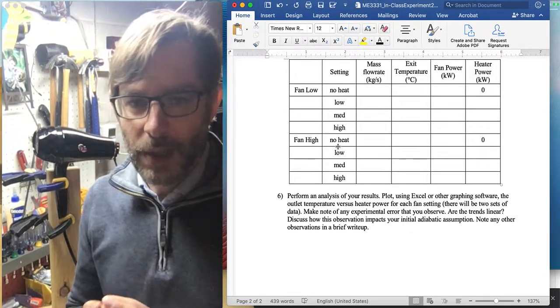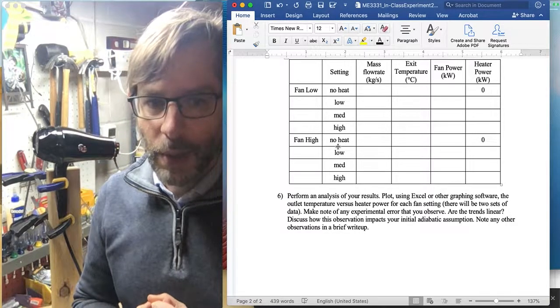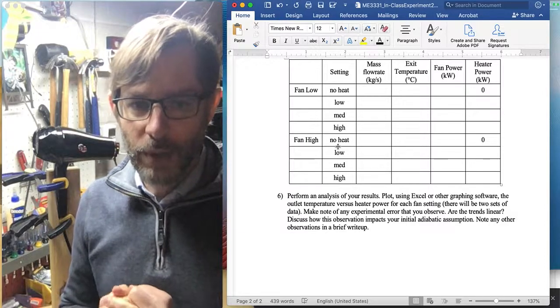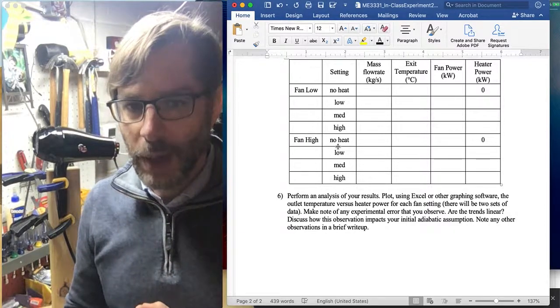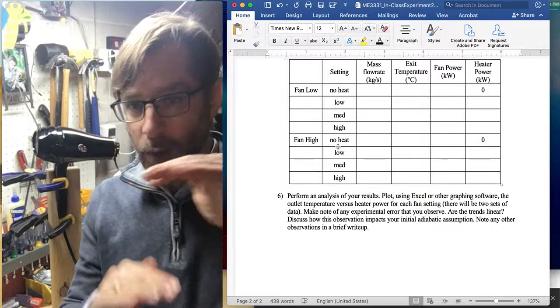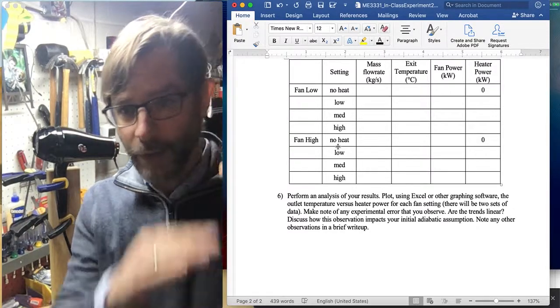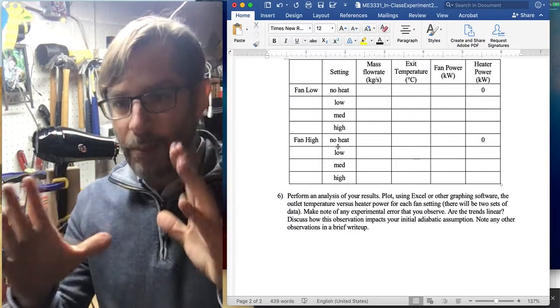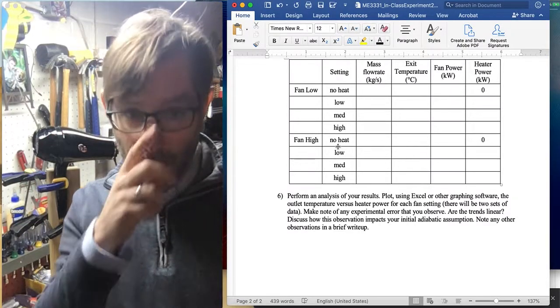And then number 6 is to perform an analysis of your results. Plot using Excel or other graphing software the outlet temperature versus heater power for each fan. So there's going to be a couple sets of data. I want to see 2 different lines, one for each fan, low fan, high fan. Don't put them all together. Put them on the same plot, but just have the 2 data sets.